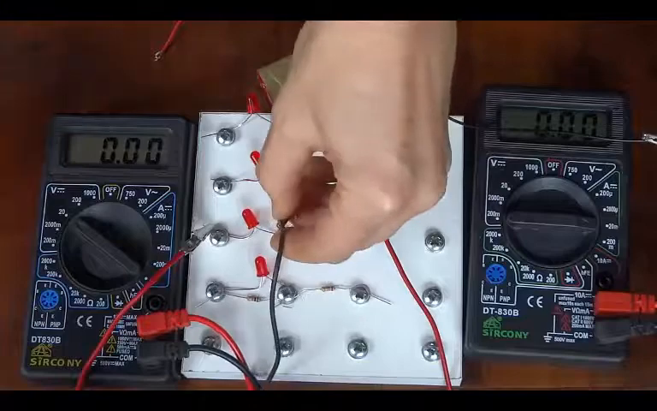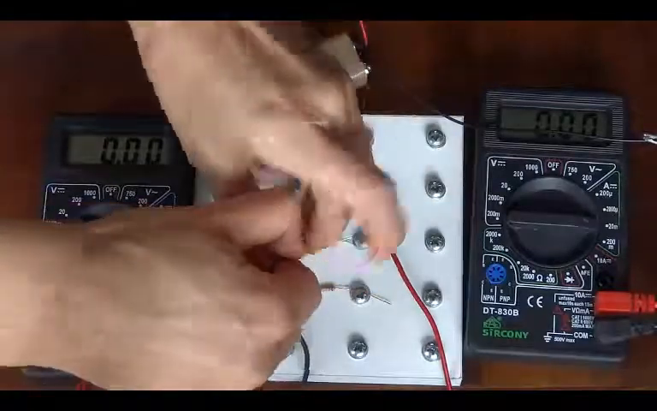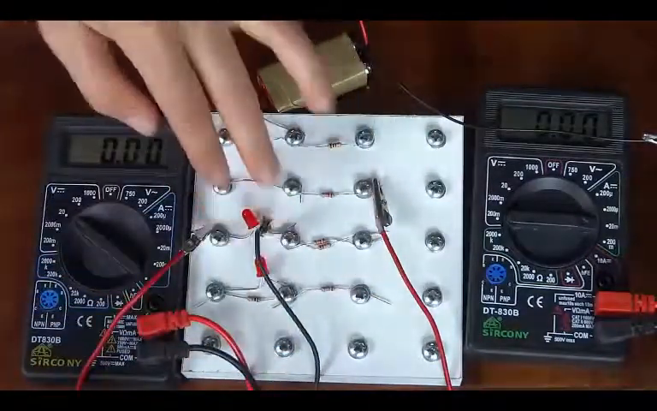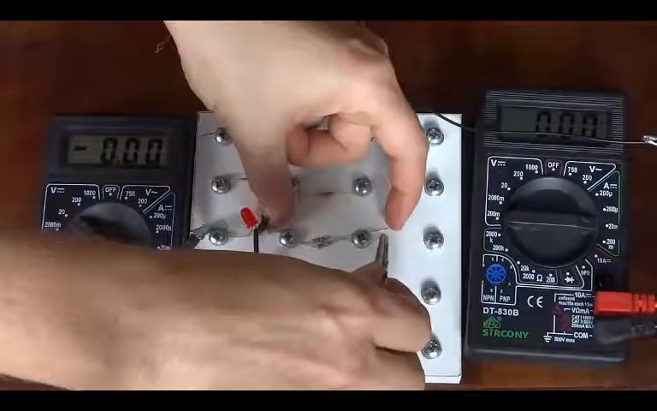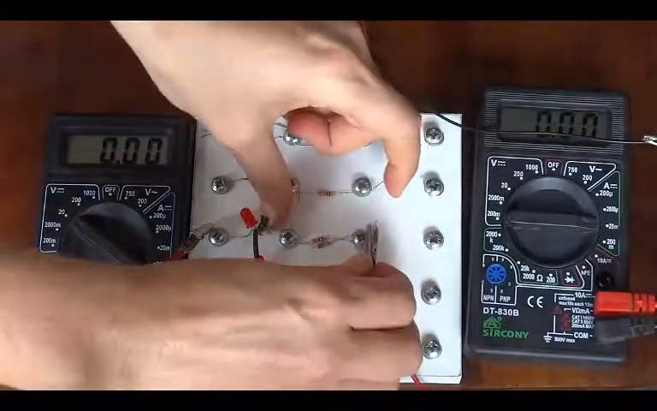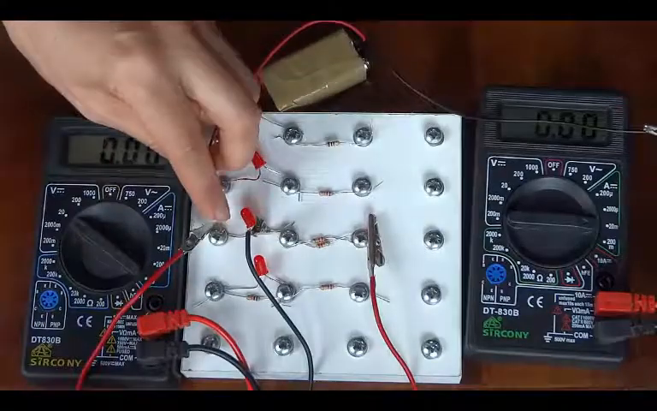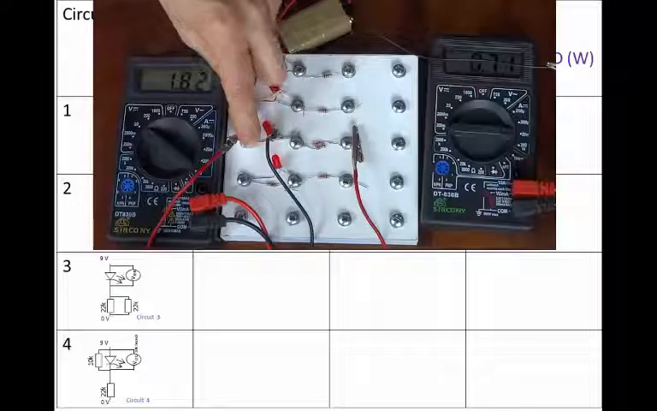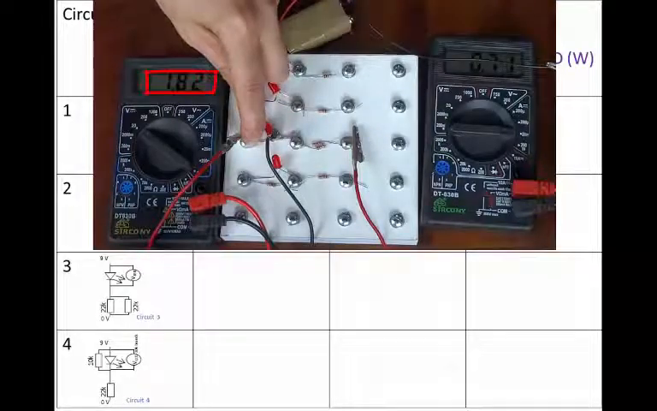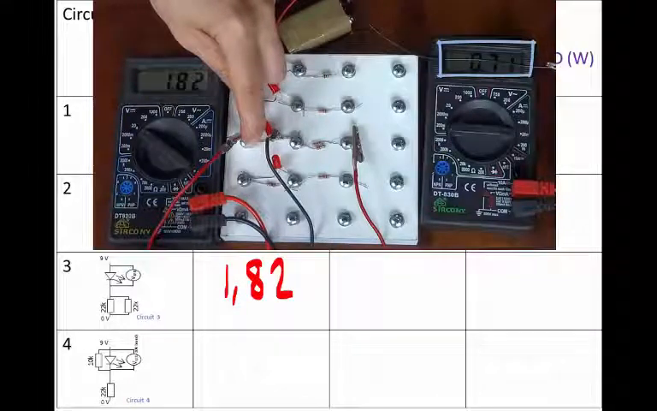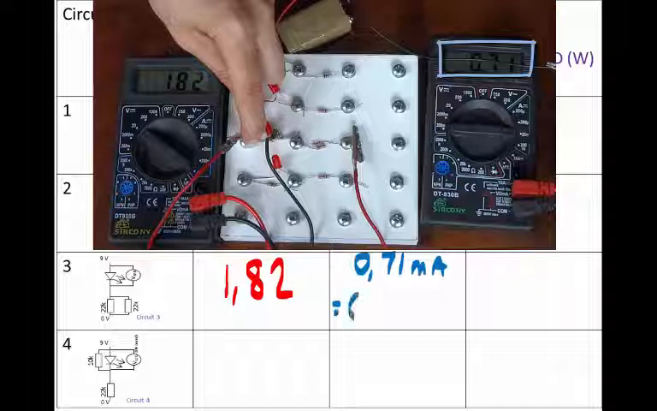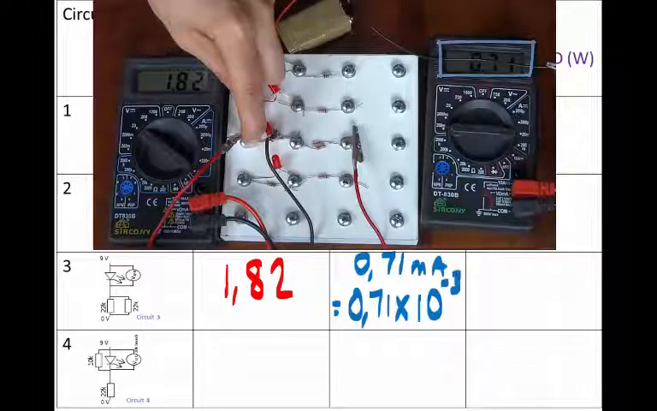The voltmeter is connected in parallel across the LED, and the ammeter completes the circuit as soon as I touch the positive terminal over there. For circuit 3, we have a voltage across the LED of 1,82 volts and a current strength of 0,71, and that's in milliamperes. We multiply that by 10 to the power minus 3 to get amperes.